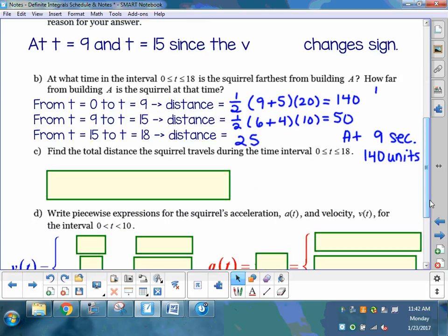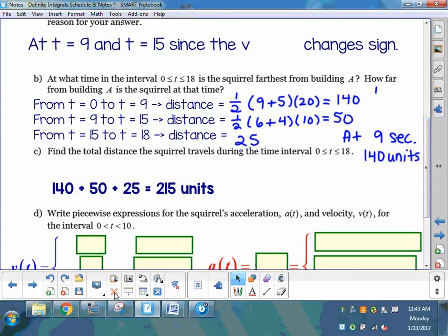That gets us to C. What's the total distance that the squirrel travels during that time? So, how far has the squirrel traveled during that time? What's the total distance going to be, Davey? What's that? 215. How'd you get it? I added the 3 together. Perfect. 215 units, whatever the running is.